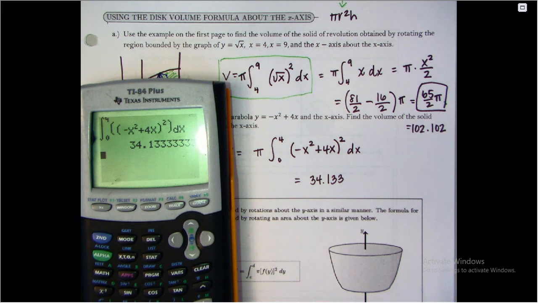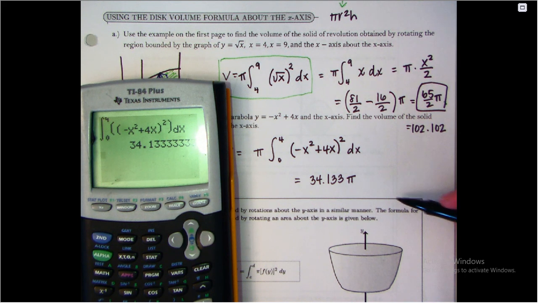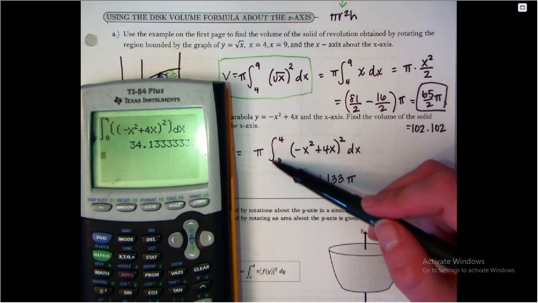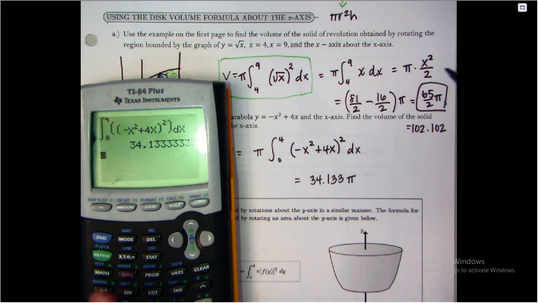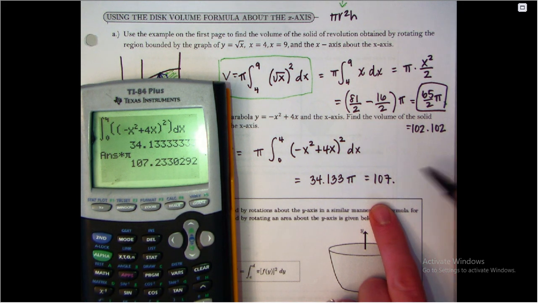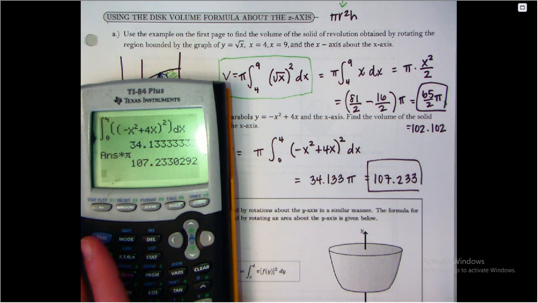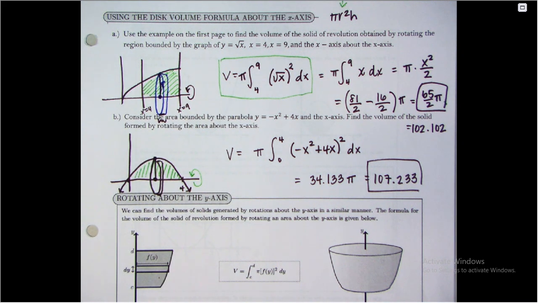Oh, and I did exactly what I told you guys not to do, right? Which was to forget the pi. So that gave me the value of the integral. Now I need to remember to multiply it by pi, which is 107.233. And there's my final answer. They're kind of fun. We can also do these with rotations around the y-axis.